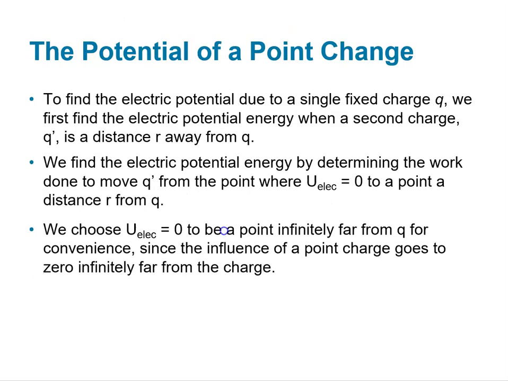Okay, so now we're going to look at the potential of a point charge. We're going to look at a single charge that is generating an electric field, and we want to find the electric potential that a second charge is going to experience when it's placed at a certain distance away from the initial source charge. So we're going to choose the potential energy to be 0 at a point infinitely far away from the point charge.